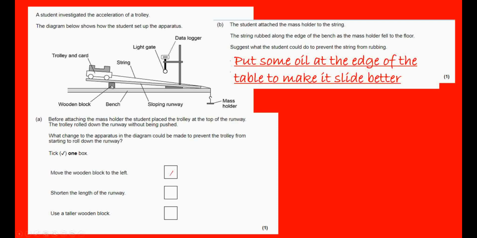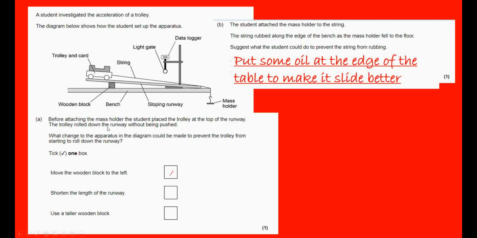Okay, if friction was really big, it's nice to think about it was really big, you'd need a much bigger force here to even start it to accelerate because the frictional forces are so large. We want to try and remove those as much as possible. That would be a control variable. Okay, now, question is, before attaching the mass holder, the student placed the trolley at the top of the runway.